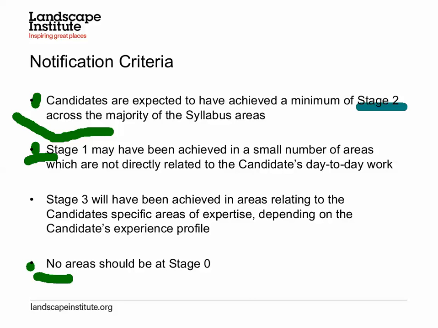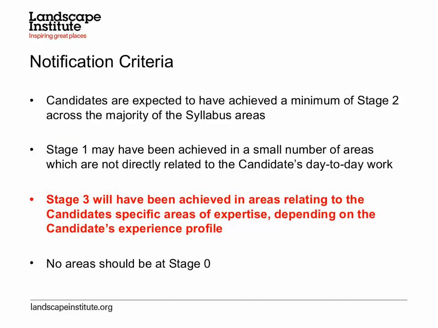And what it used to say on the old syllabus was that you might have some 3s. What it says on the new syllabus is that stage 3 will have been achieved. So we've essentially here got that candidates must have stage 3 in areas relating to the candidate's specific areas of expertise. And this is going to depend entirely on your experience profile. It's not going to be the same from candidate to candidate.